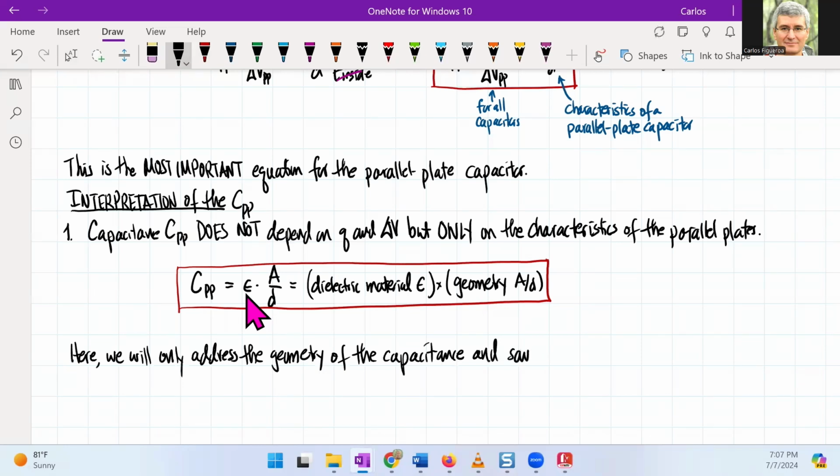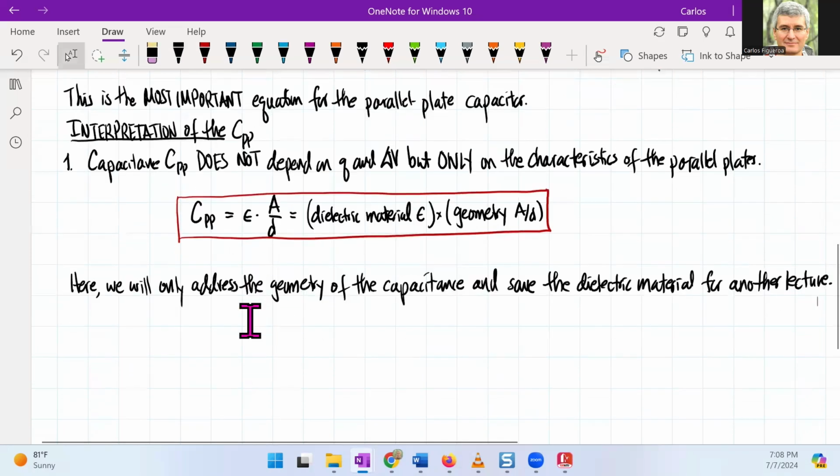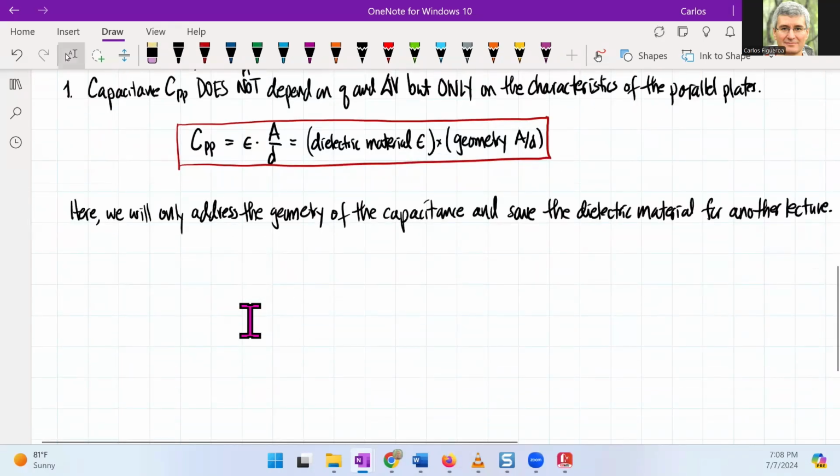And save the dielectric material for another lecture. It's because we're going to have to really spend a lot more time trying to figure out what we mean by the dielectric when it's in a capacitor. So that means we have to address the area and we have to address the plate separation. So let's look at that.